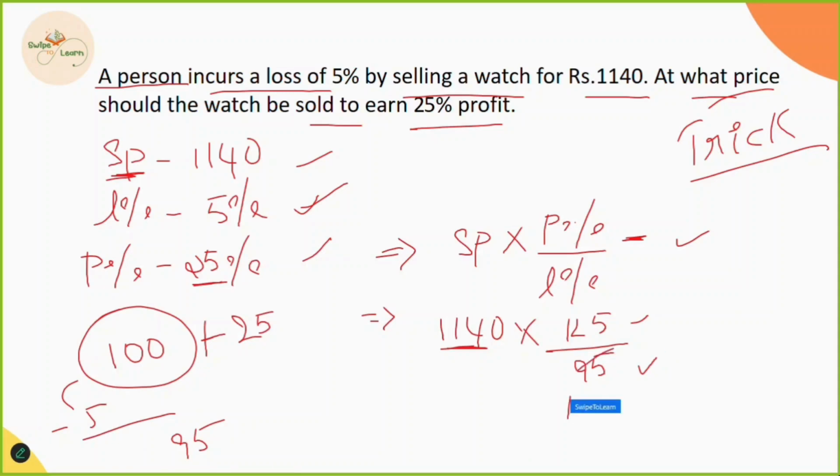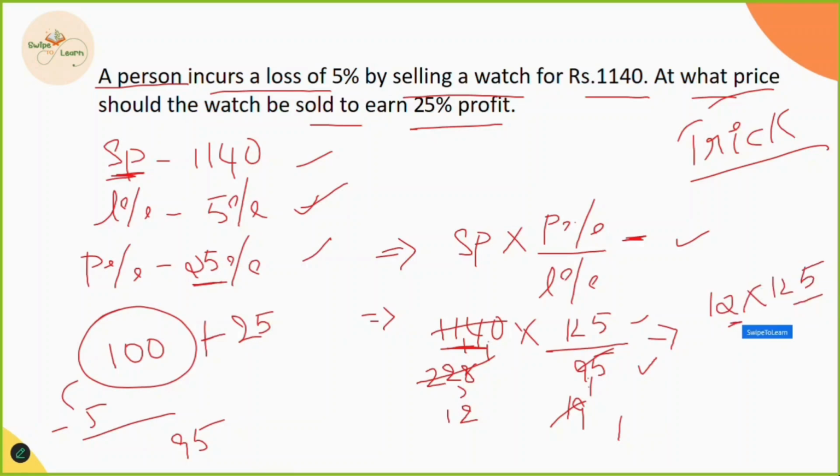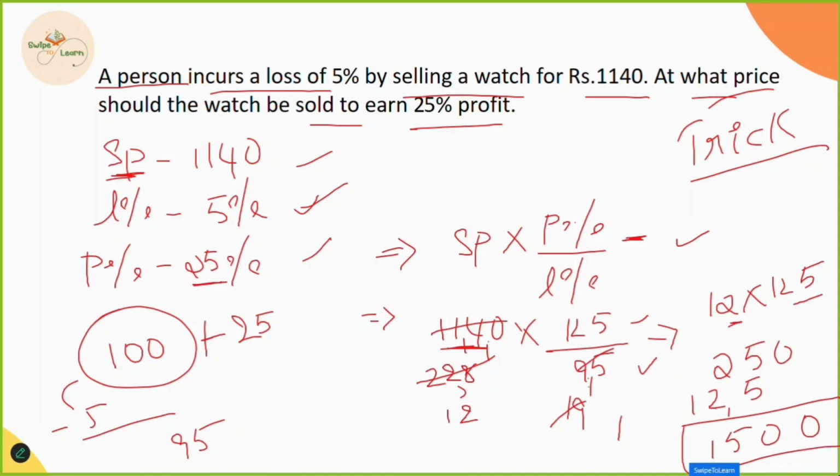Cancelling them: 5 ones 5 and the remainder is 4, 5 nines 45. 5 twos 10 and the remainder is 1. Again 5 twos are 10, remainder is 4. 5 eights are 40. Again 19 ones 19, 19 ones 19 and the remainder is 3, 19 twos 38. So our answer is 12 into 125. 125 twos are 250, 125 ones 125. So 0 here, and 5 plus 5 is 10, 2 plus 2 is 4, and 4 plus 1 is 5 and 1 here. So 1500 rupees. For 1500 rupees, we have to sell so as to earn a profit of 25%.